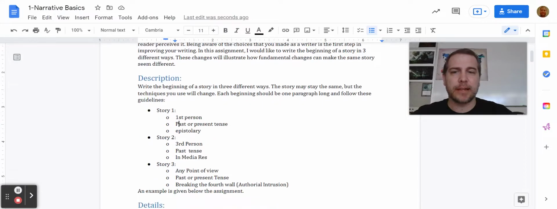And what I mean by that is in story 1, you're going to be writing it in first person point of view, in either past or present tense, as an epistolary novel. In story number 2, you're going to be writing in third person point of view with past tense. It has to be past tense. And you're going to be starting in media res, which means right in the middle of the action. And story 3 can be either point of view, either past or present tense, but you're going to break the fourth wall or show authorial intrusion into the story.